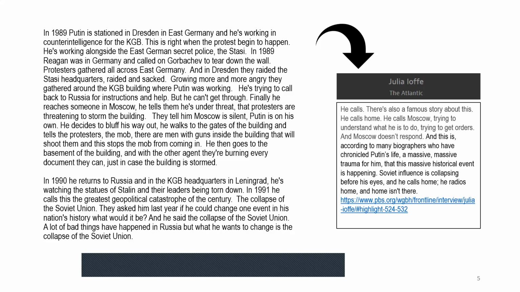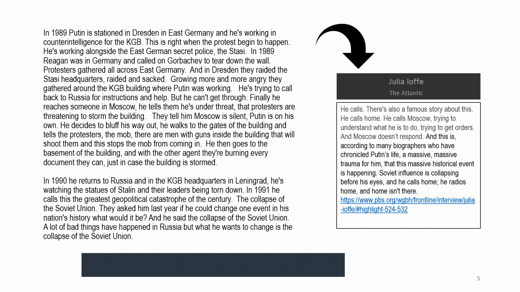And this stops the mob from coming in. He then goes to the basement of the building. And with the other agent, they're burning every document they can, just in case the building is stormed. In 1990, he returns to Russia, and in the KGB headquarters in Leningrad, he's watching the statues of Stalin and their leaders being torn down.